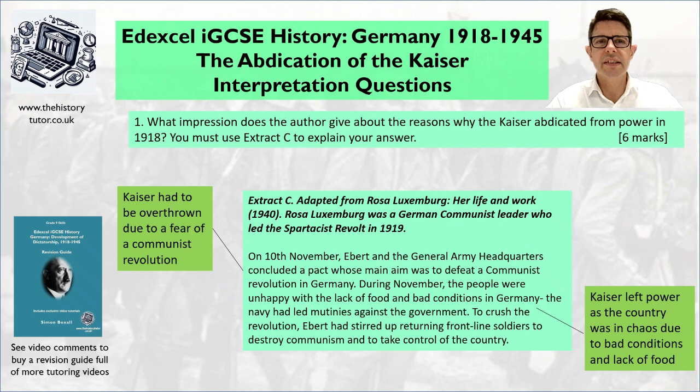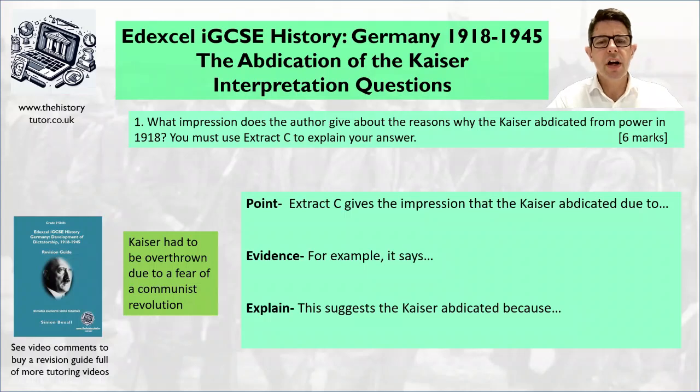So we can sort of quote it and still suggest bad conditions, for instance, if it's not 100% clear. Okay, so we've got our ideas now. So how do we write our answer?